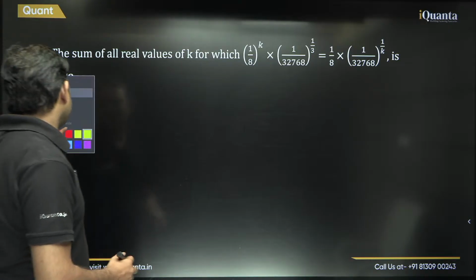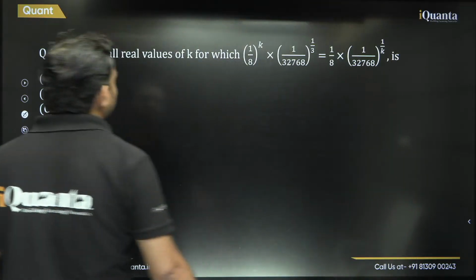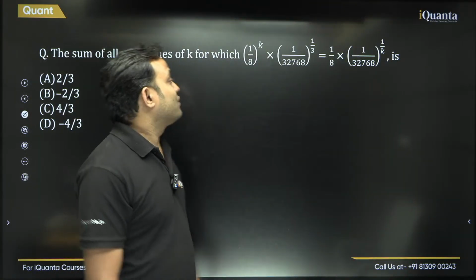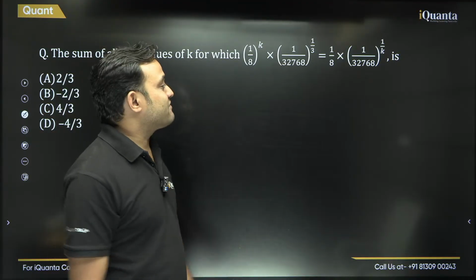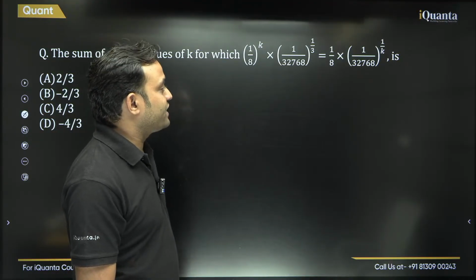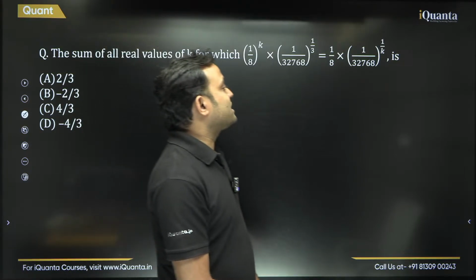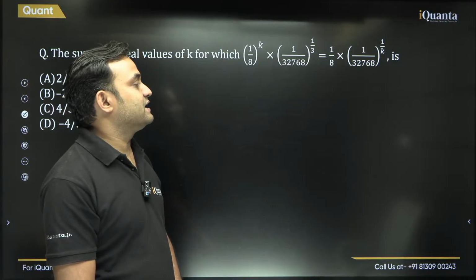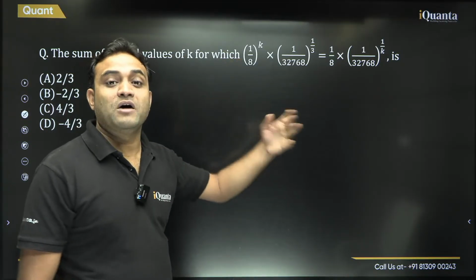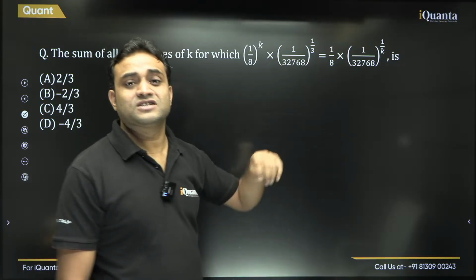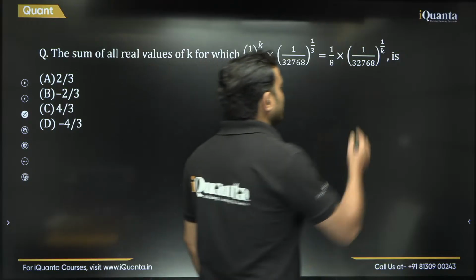So how do we solve this question? It says the sum of all real values of k for which (1/8)^k times (1/32768)^(1/3) is equal to (1/8) times (1/32768)^(1/k) is... Now in this question, 8 is a power of 2, and 32768 should also be a power of 2, then only it will make sense.